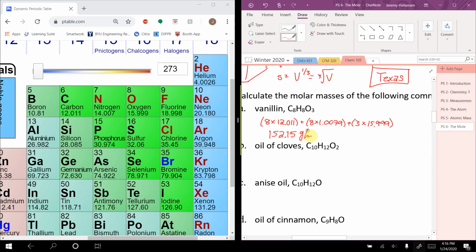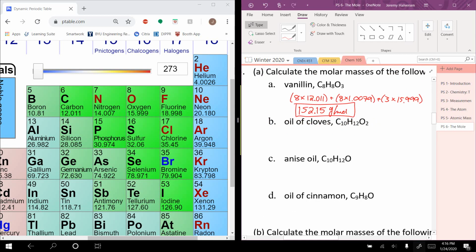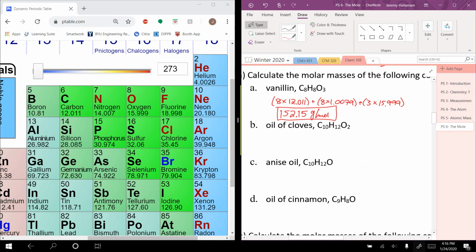152.15 grams per mole. You could also say AMU, but I'm going to say grams per mole. Now, not too worried about sig figs here. So I'm following the exact same process for all of these, so it'll be 10 times 12.011. I just don't want to write it all out.